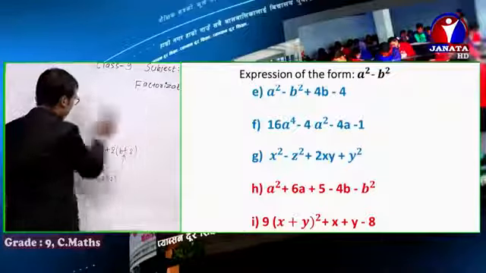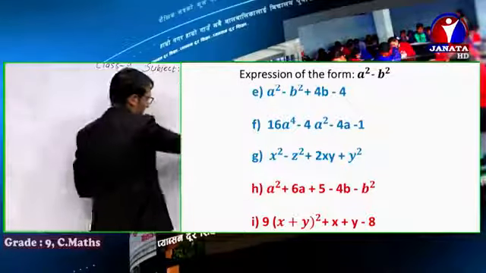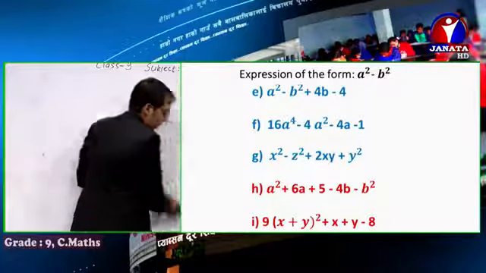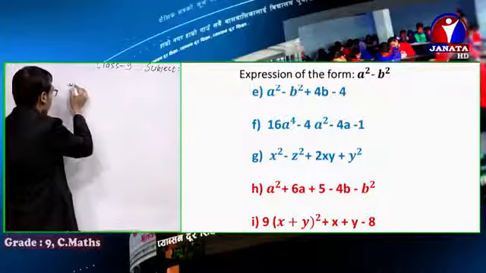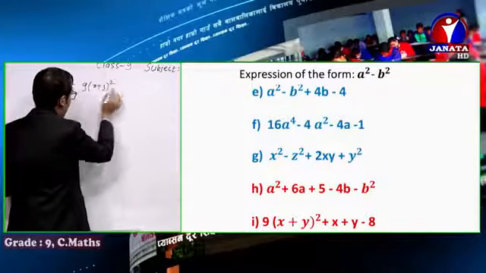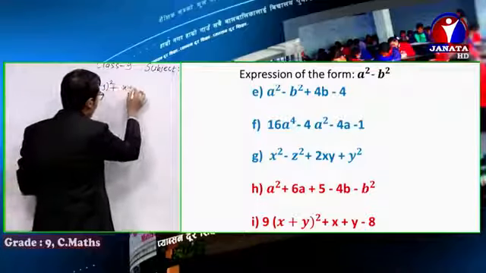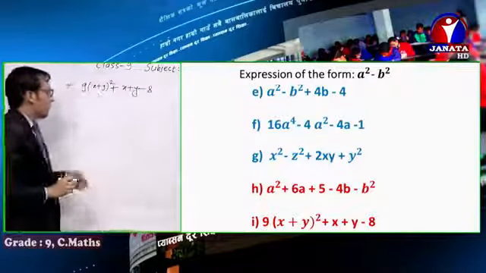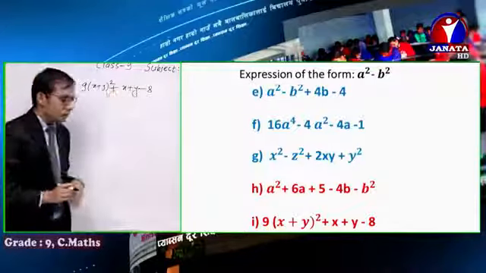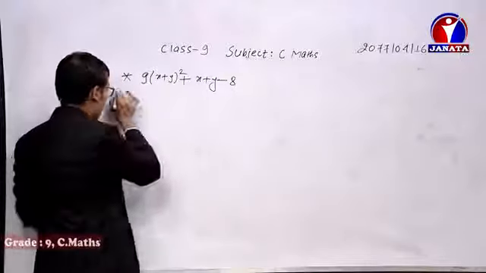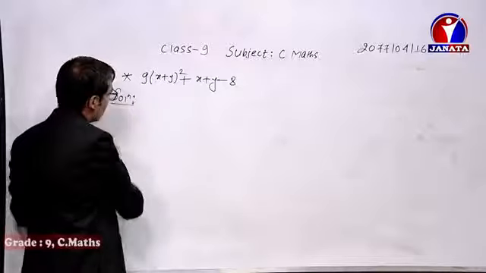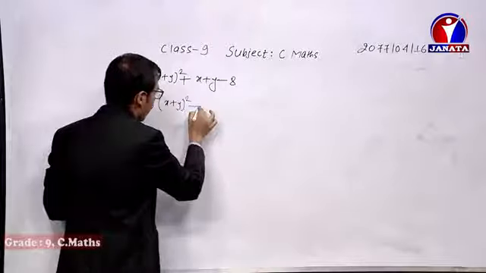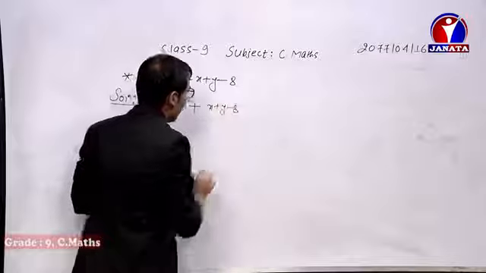Let me write another question. We are discussing factorization, and almost we have discussed different types of factorization. Let me write the next question here. 9 times x plus y whole square plus x plus y minus 8. We can begin now. X plus y whole square times 9 plus x plus y minus 8.